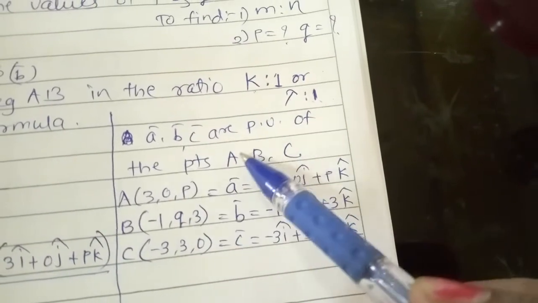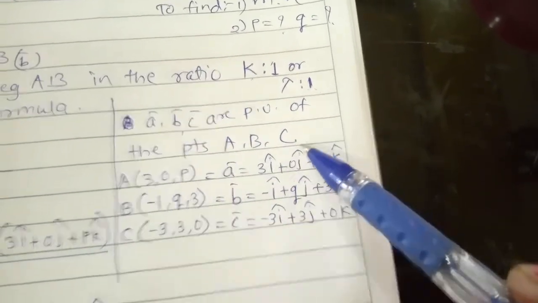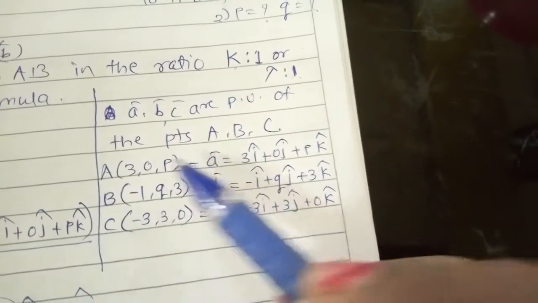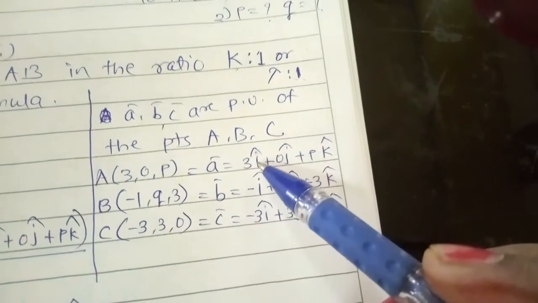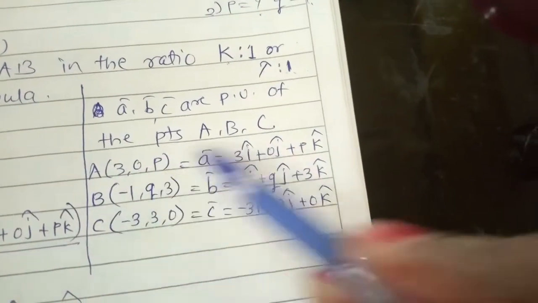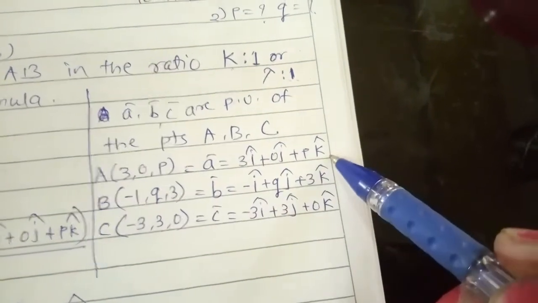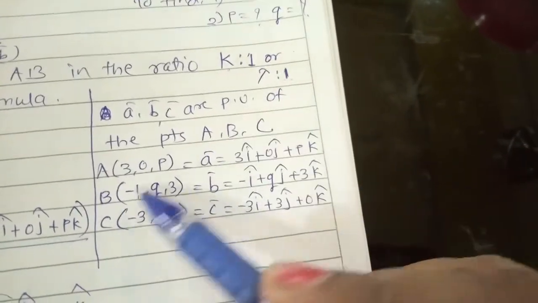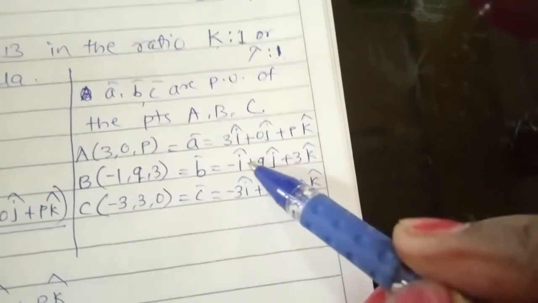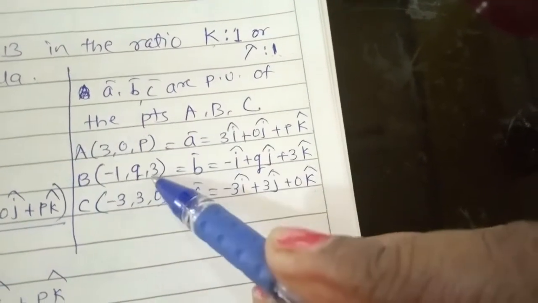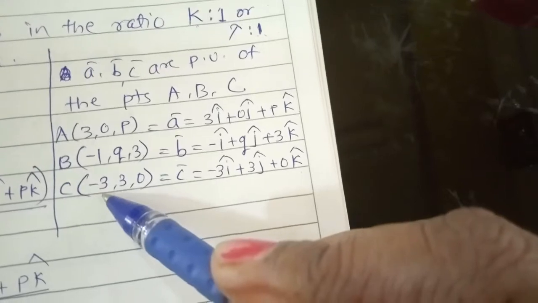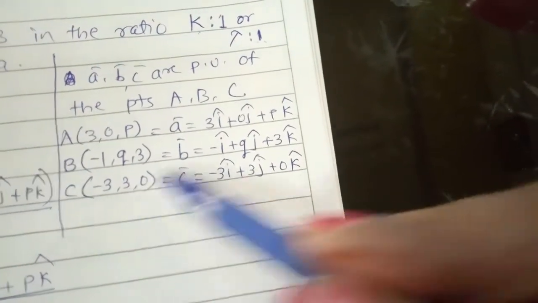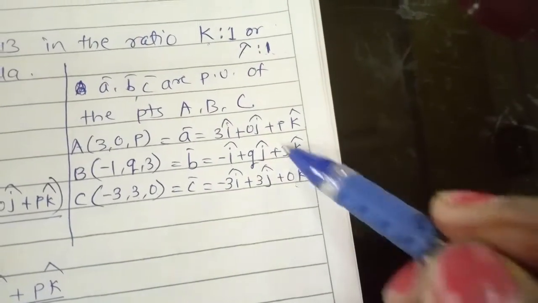Here A bar, B bar, C bar are the position vectors of points A, B, C. Whenever we convert the given points into position vectors, A becomes 3 i cap plus 0 j cap plus P k cap. B is converted into minus i cap plus Q j cap plus 3 k cap. Also C gets converted into minus 3 i cap plus 3 j cap plus 0 k cap.